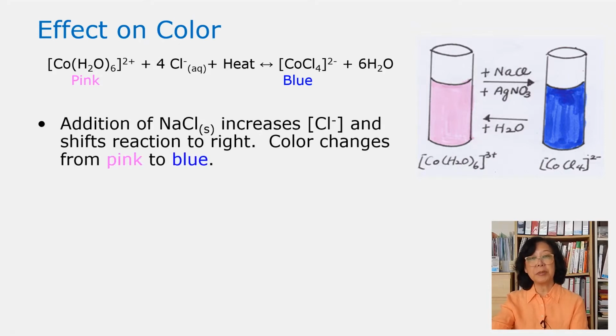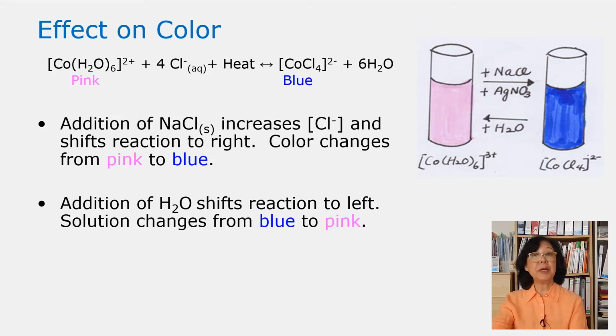If we add more sodium chloride to the solution at equilibrium, we're actually increasing the chloride ion concentration, causing the reaction to go to the right, and color will change from pink to blue. If we add more water, it adds to the concentration of water on the product side, and then it will shift to the left-hand side, changing the solution from blue to pink.